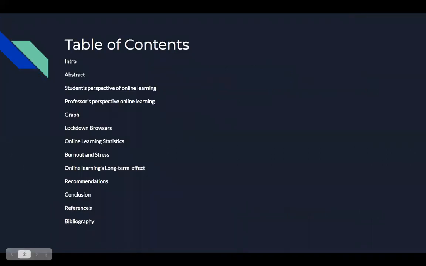The layout for this presentation starts with an intro given on the next slide, which is then followed by our abstract. Each one of our group members will be talking about their personal pros and cons of online learning. We will also include pros and cons from a professor's point of view. Additional information is given on the graphs, lockdown browsers, online learning statistics, burnout and stress, and the long-term learning online slides. We then will give some recommendations followed by our conclusion, and then in our references and bibliography, we'll talk about the sources used throughout the presentation.